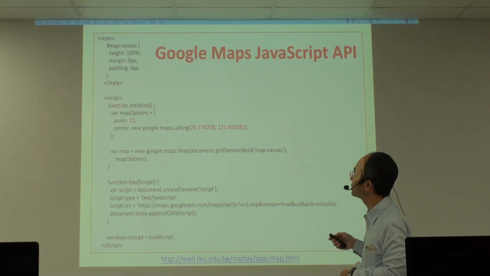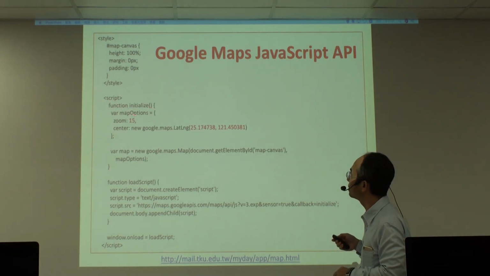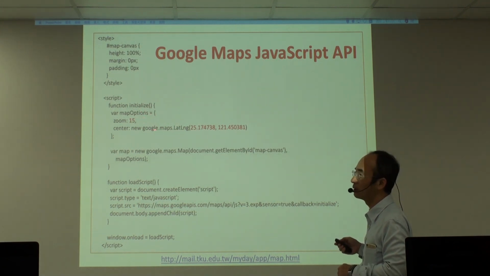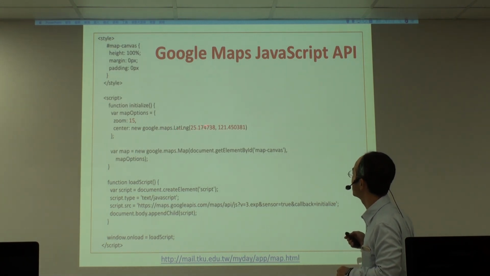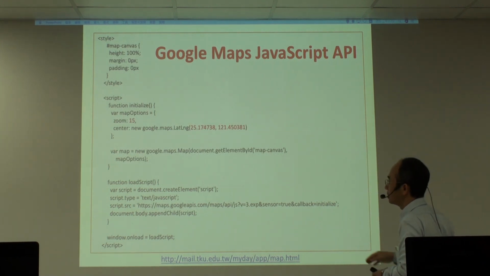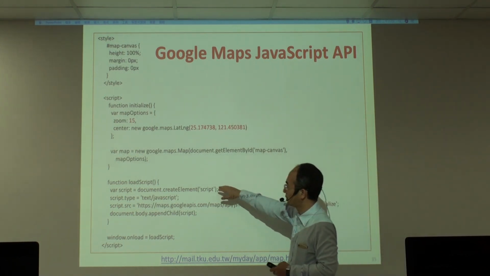And for example, the script initializer, the var mapOptions, the zoom equals 15. So this is the zoom, and this is the latitude and longitude. So here is the load script.